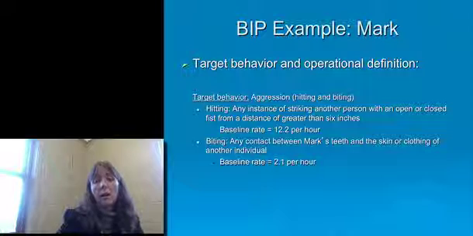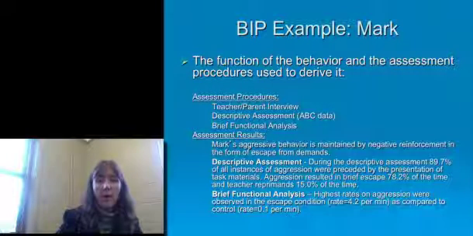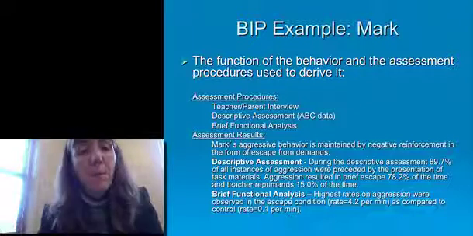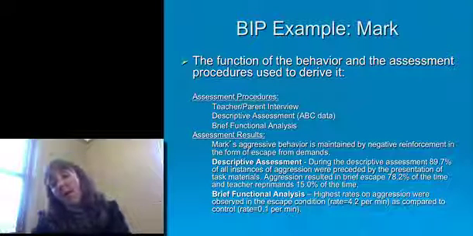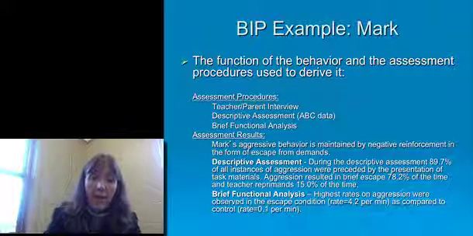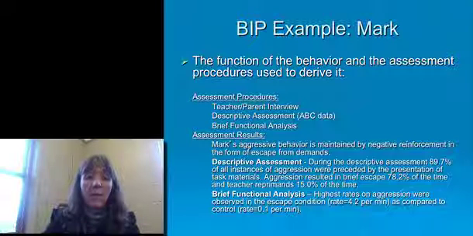Biting, contact between his teeth and the skin or clothing of another individual. So again, it includes clothing, not just skin. And you see the baseline rates are provided there. And the assessment procedures included all of the levels that we've talked about, the indirect or informant methods, the descriptive assessment, and a brief functional analysis.